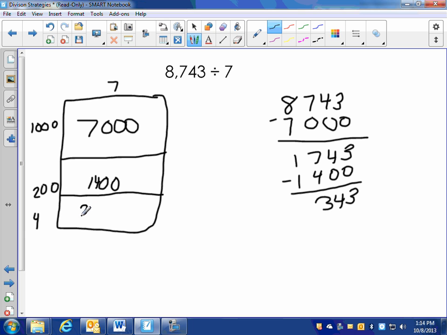7 times 4 is 28. 7 times 40 is going to give me 280. And that's my next chunk. So I'm going to take away 280. And now I have 63.